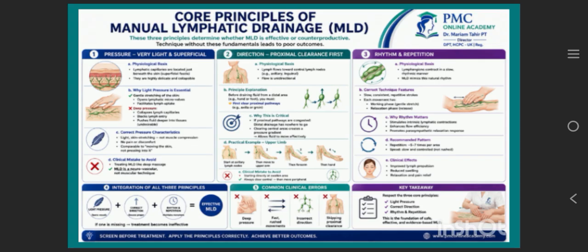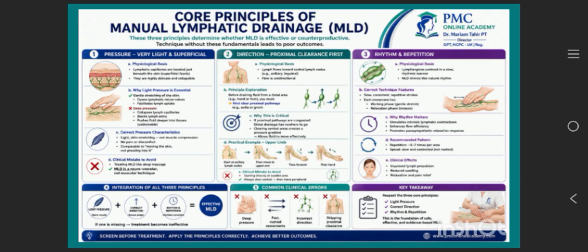Next are the clinical effects. Firstly, improved lymph propulsion. Secondly, reduced swelling. Thirdly, relaxation and pain relief. These three are the clinical effects.